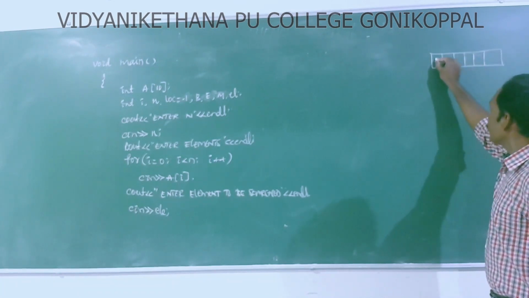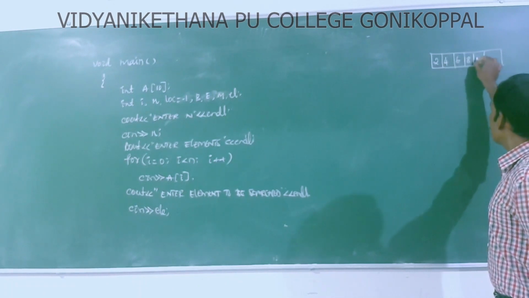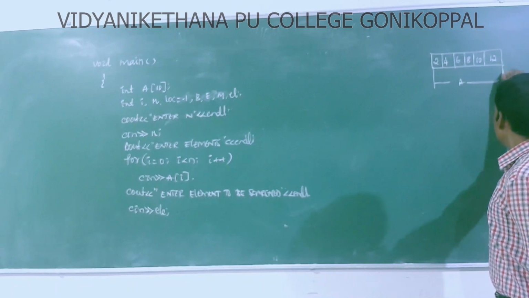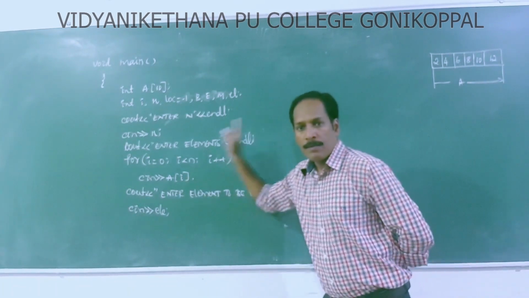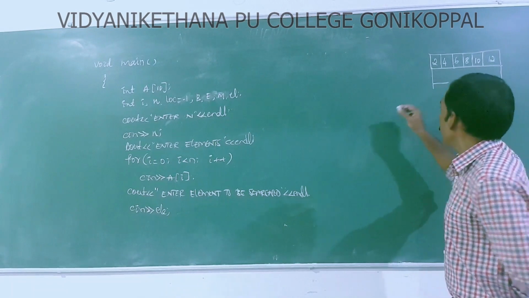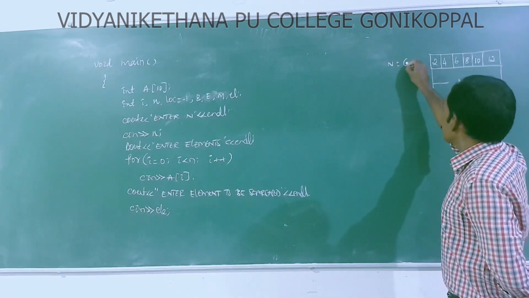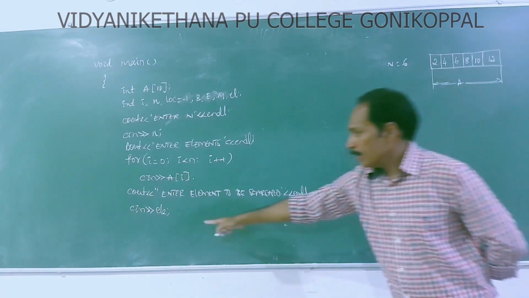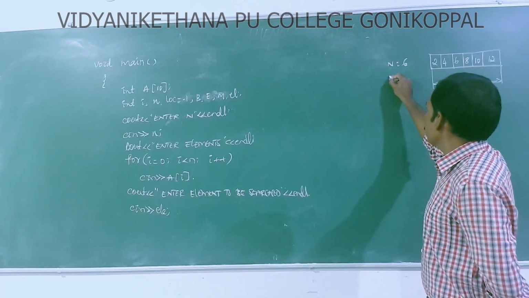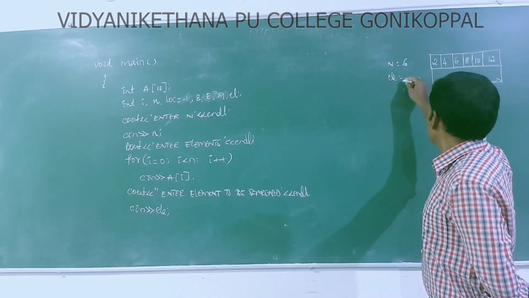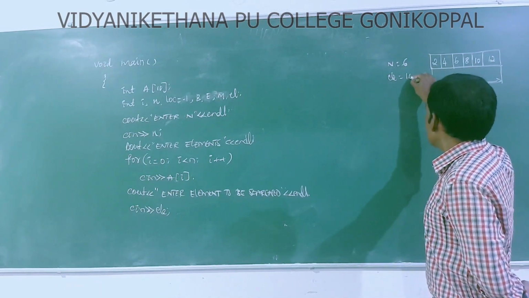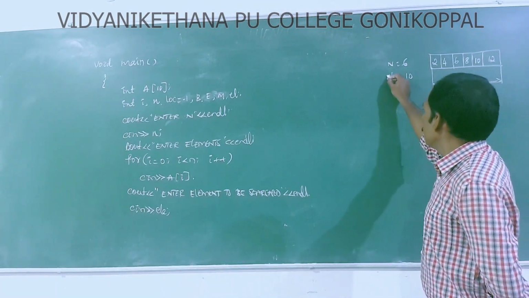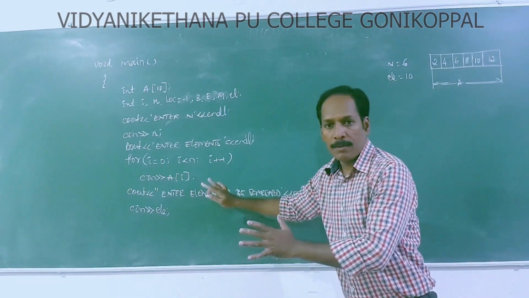The same elements we count again: 2, 4, 6, 8, 10, 12. So this is an array. So we have A. After this statement, we input the elements like this. So n in this case becomes 6 elements, and then we have the element to be searched. Let me take it as 10, that is what we are looking for. So this is what we did so far, what the program does.